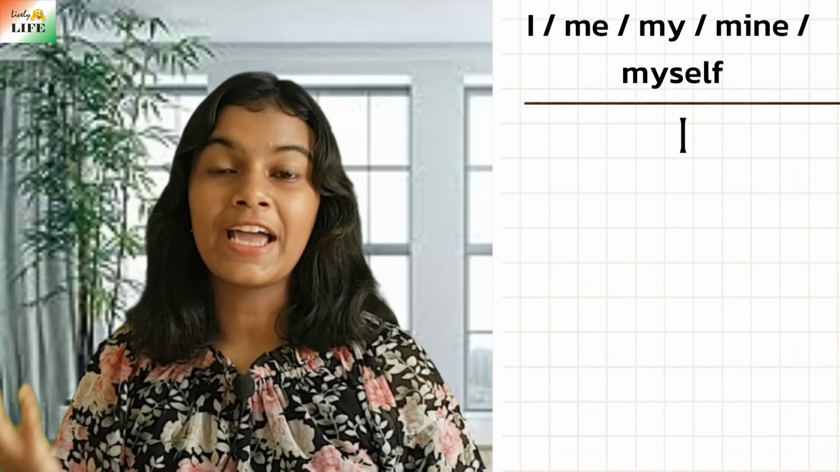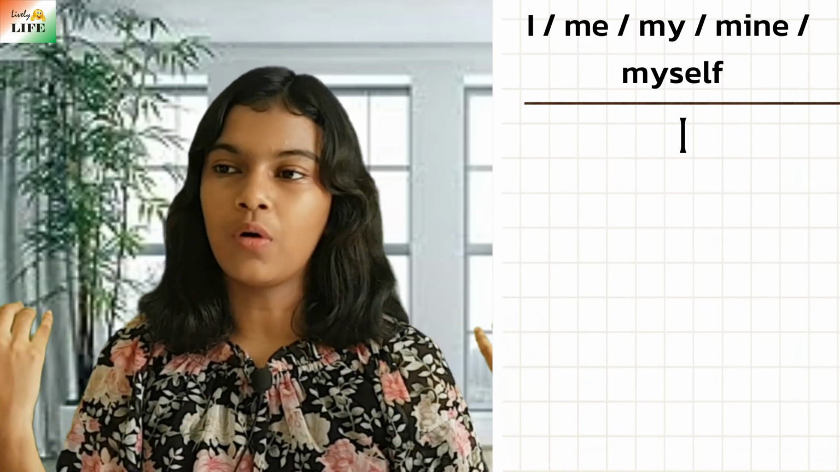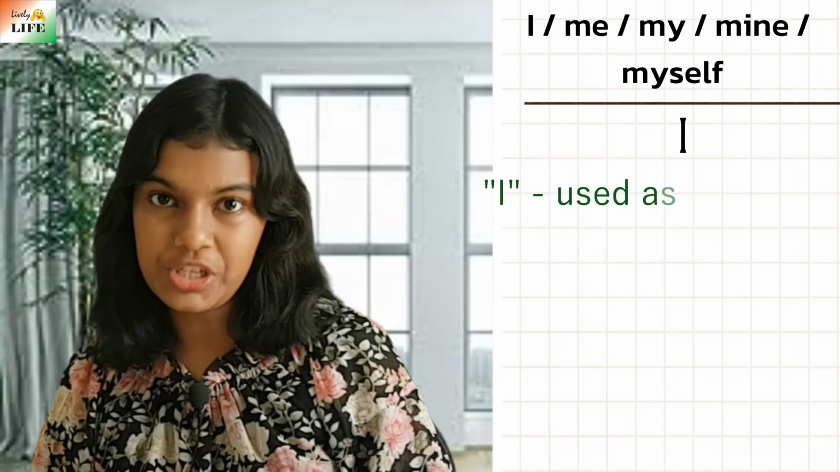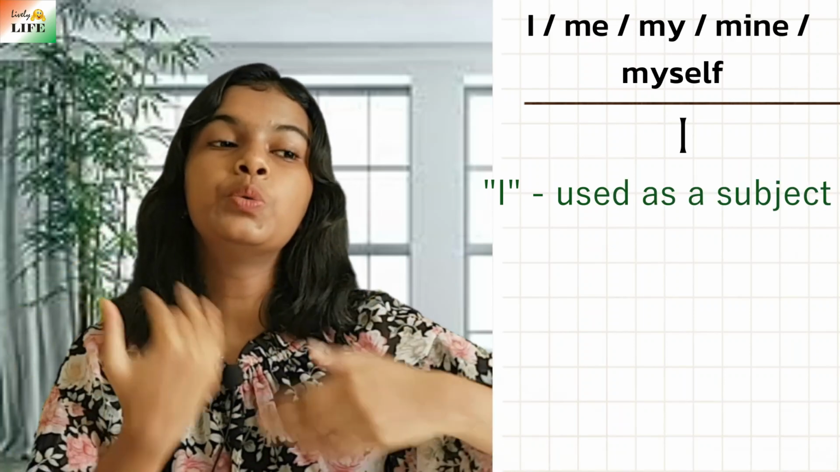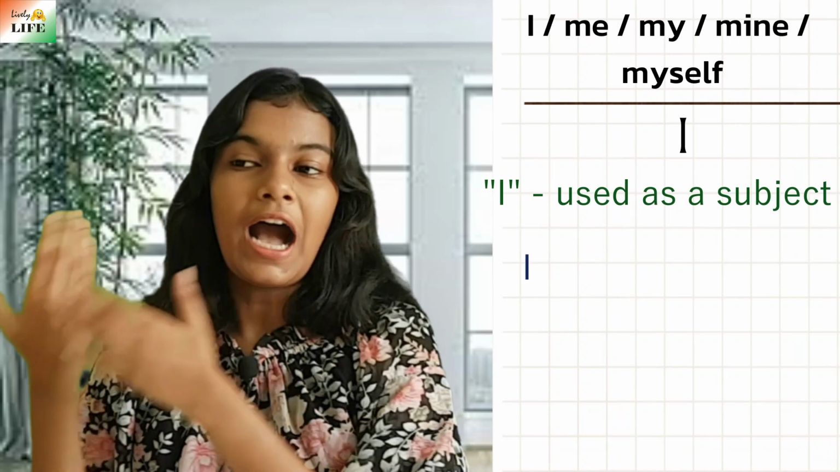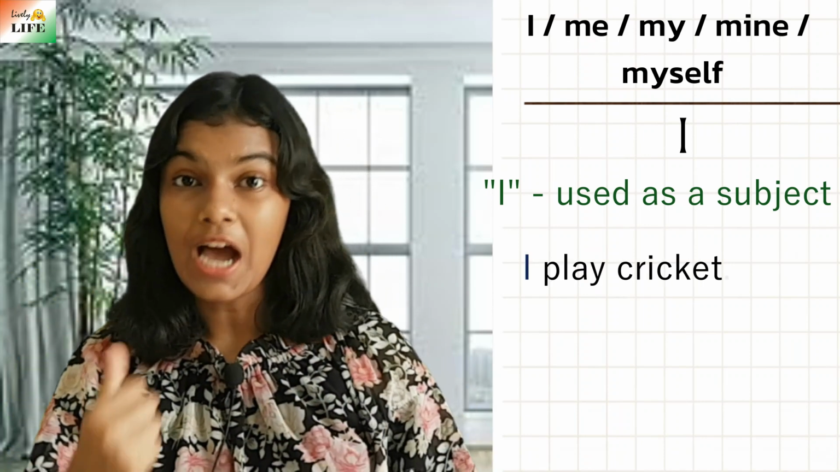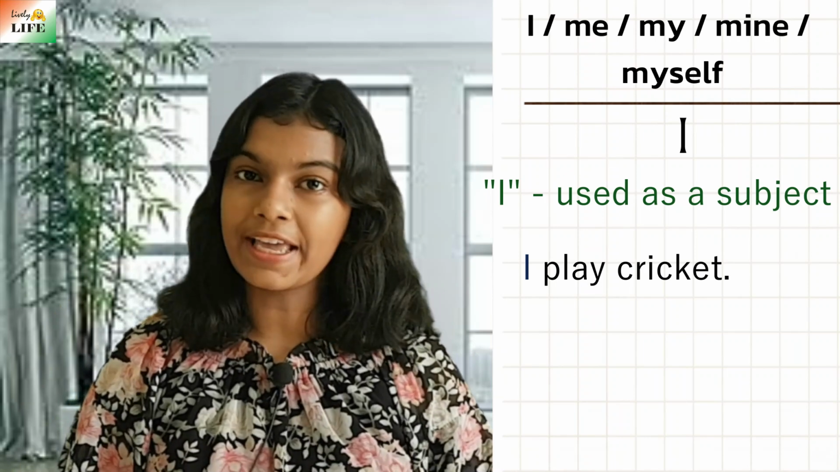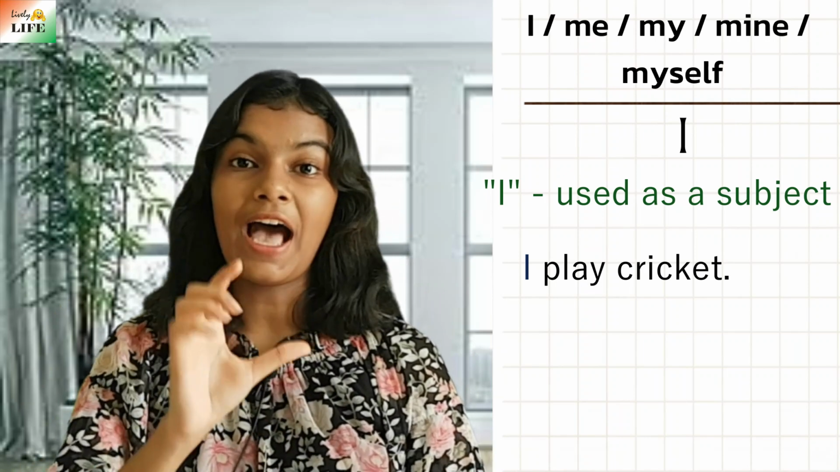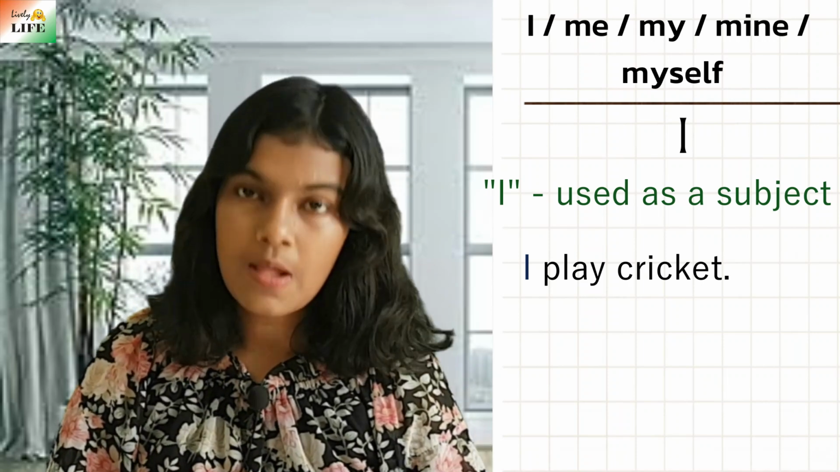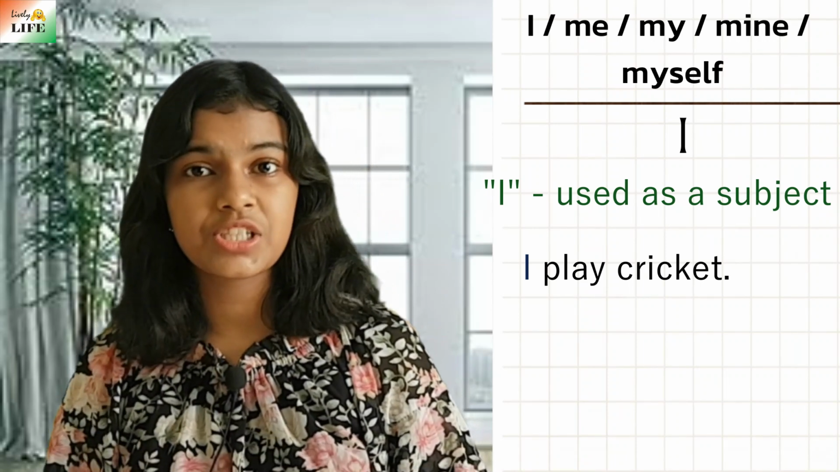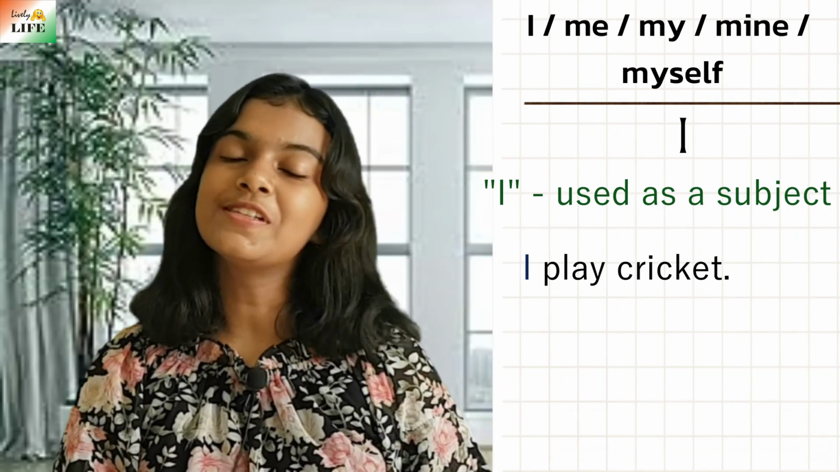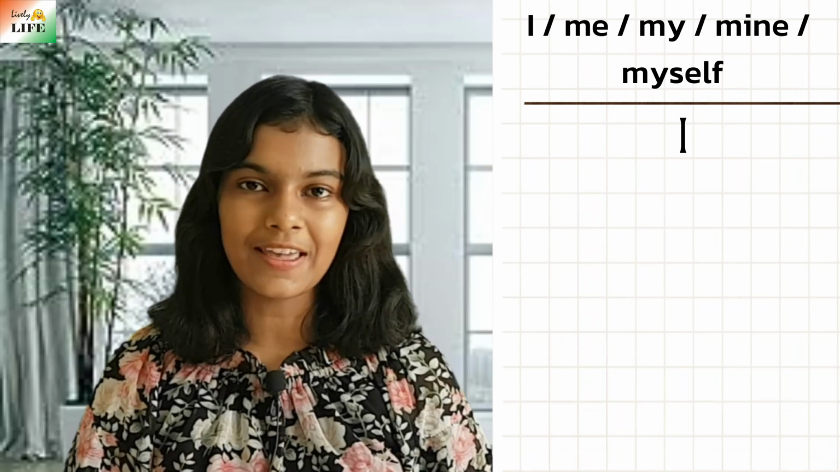Well, it's obvious. I know that you all know the meaning of I and where we use it. It's used as a subject, meaning it is the doer of the action, right? I play cricket. Who is the doer? I play cricket. So the doer of the action is I, and I is always used as the subject, okay? And remember what part of speech it is? It is a pronoun.